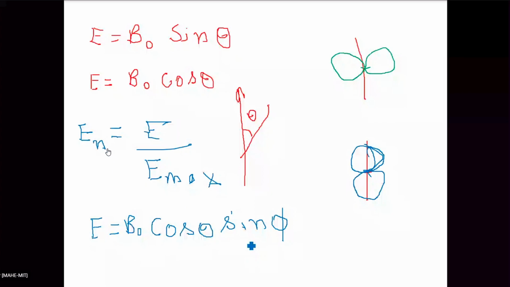Now I will tell you if there is a power pattern. Now let us see. E is equal to B naught sin squared theta. Let us take that. How will the pattern look like?